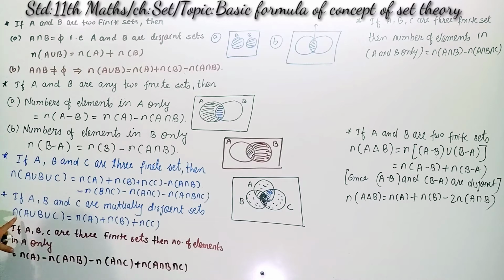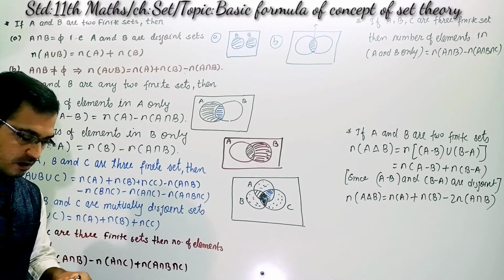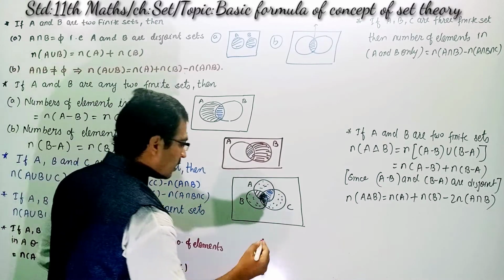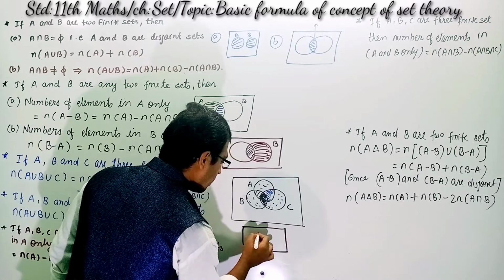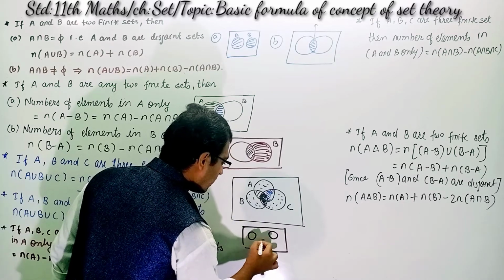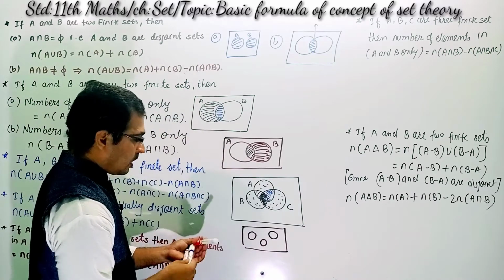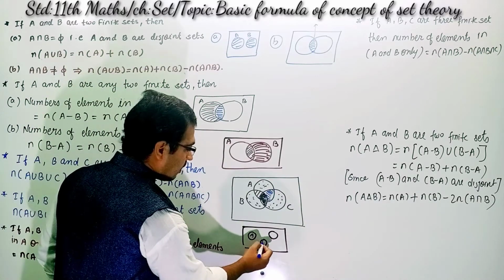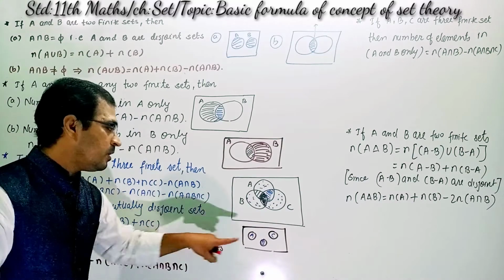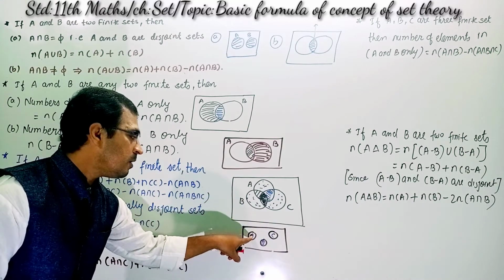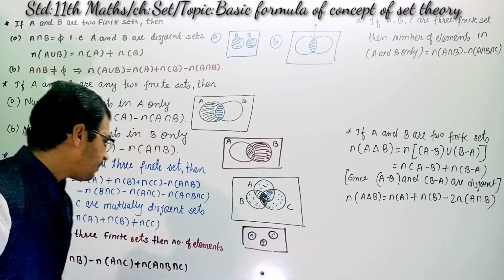Now, if A, B, C are mutually disjoint, it means nothing is common. Mutually disjoint means, students, nothing is common. It means here you can write like this way: A, B and C. Right, students? So nothing is common, so the number of elements of A union B union C will be equal to the number of elements of A, B and C. So you will have to add all the elements of A, B and C.